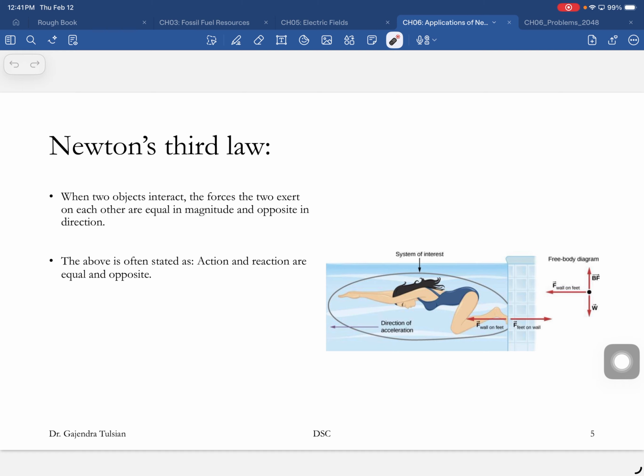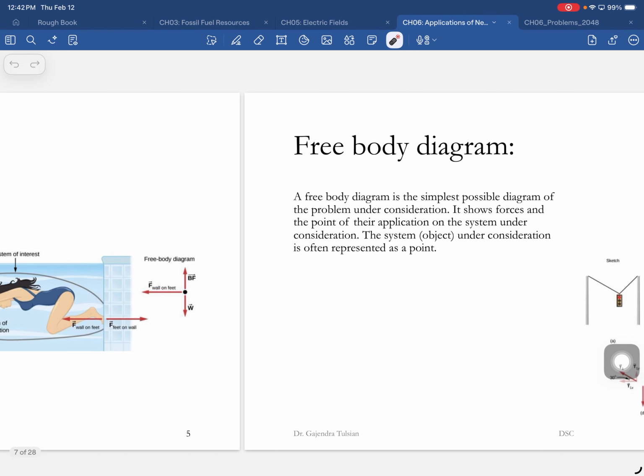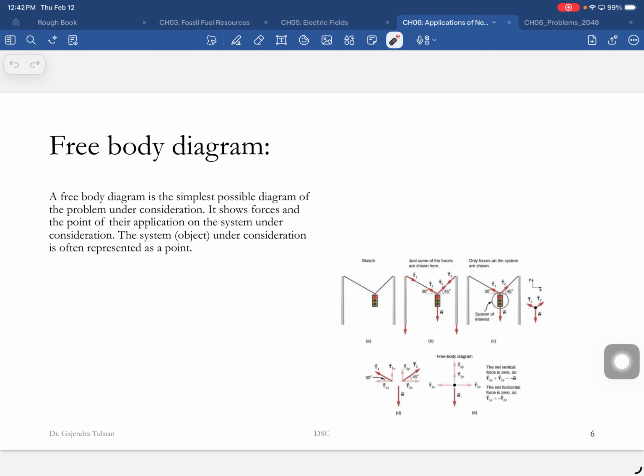So action and reaction are equal and opposite. You might have seen it like that. And action and reaction forces act on different objects. Okay? So what Mr. Newton is also saying is all forces come in pairs. All right, so those are the three laws of motion that Newton gave us, and we'll apply these to various situations that we encounter in life.